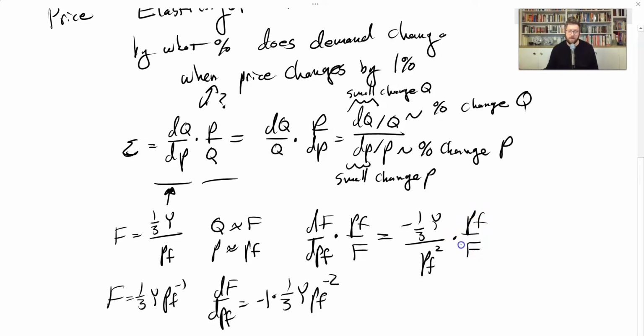And this is the elasticity, but it's not very illuminating, because we can actually simplify it a lot more. We can cross this P_F out and cancel it with one of the squared ones. Now we're left with -1/3 y over P_F, divided by F. Seems like we're almost done, but actually we know that F is equal to 1/3 y over P_F, and that's exactly what's over here. So we're dividing this by itself, and so the elasticity turns out to just be -1 here.